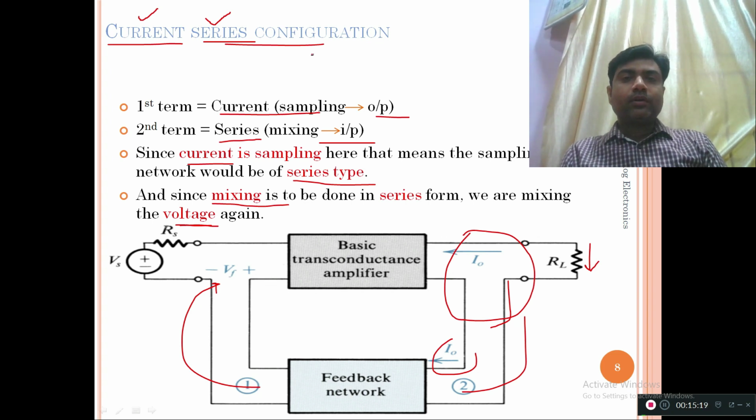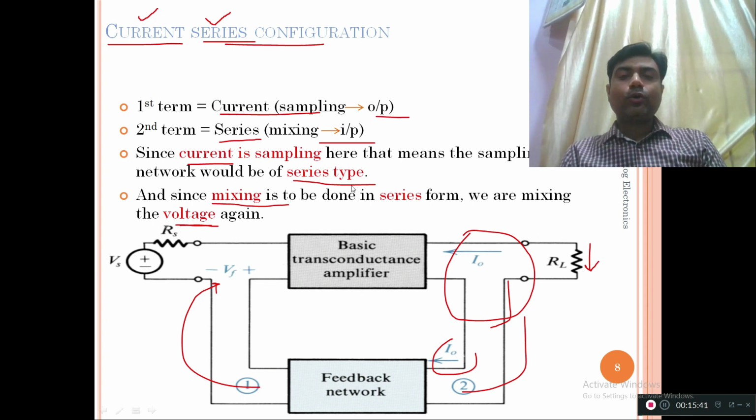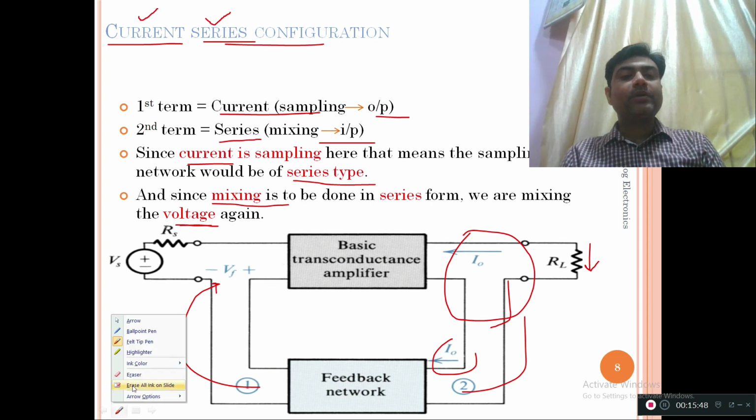So the takeaway of this particular slide is that we are sampling the current, and current is sampled in the series form. So we have applied a series sampler and a series mixer. Both are in series. We are sampling in series and we are mixing in series. This is also known as the series-series combination, because we are sampling in series and mixing in series.